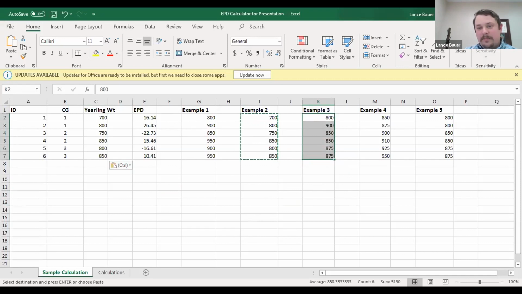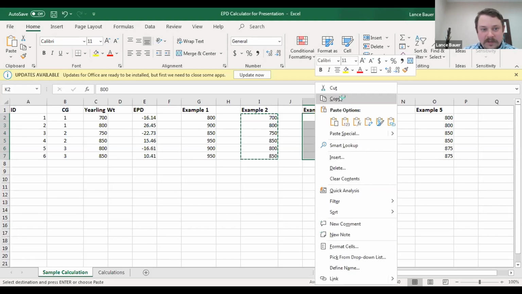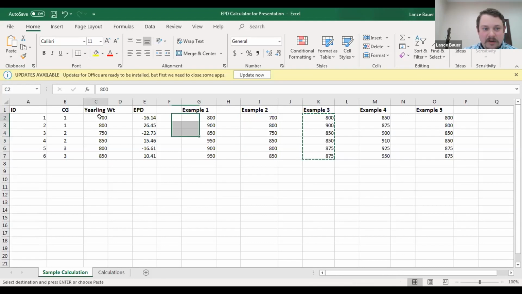Now this example 3 right here, we see that same 100-pound difference in animals 1 and 2. Animals 3 and 4 weigh the same. Animals 5 and 6 weigh the same. And so you actually see the EPDs change, and a lot of that is because of the relatedness of the animals.